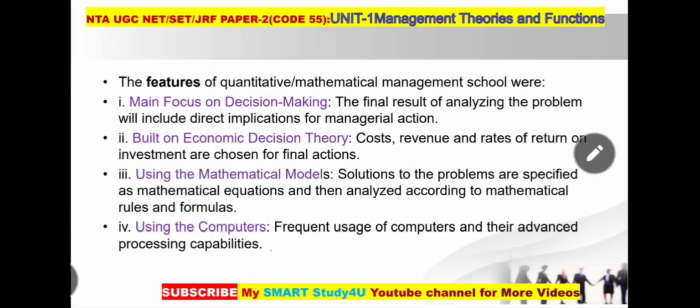Features of mathematical quantitative approaches: the main focus is on decision making. The final result of analyzing the problem will include direct implications for managerial actions. Second, it is built on economic decision theory, which means cost, revenue and rates of return on investment are chosen for final actions. Third feature is using mathematical models. Solutions to the problems are specified as mathematical equations and then analyzed according to mathematical rules and formulas. Fourth feature is using computers, with frequent usage of computers and their advanced processing capabilities.